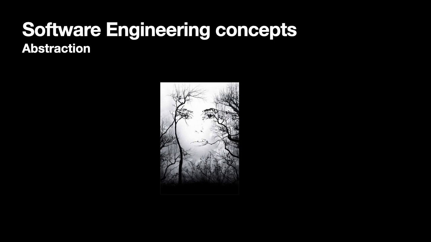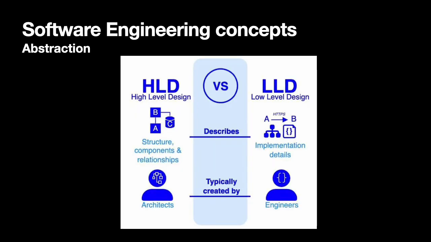Abstraction helps us to manage complexity. In systems design there are two important terms: HLD, high-level design, and LLD, low-level design. Abstraction separates high-level system logic from low-level execution details, such as raw matrix math, hardware-specific optimization, model provider APIs, and complex data pipeline state management.